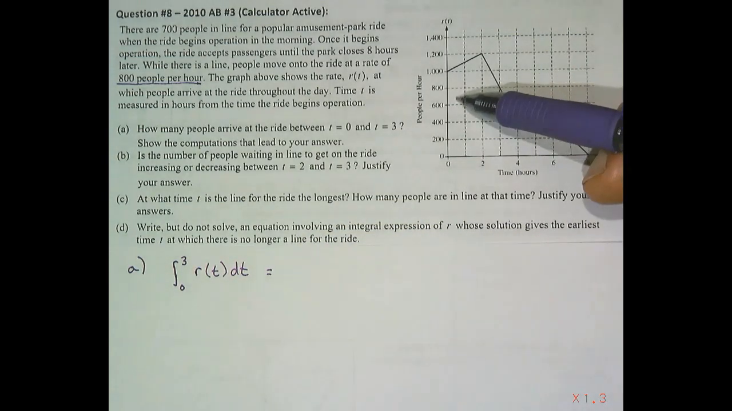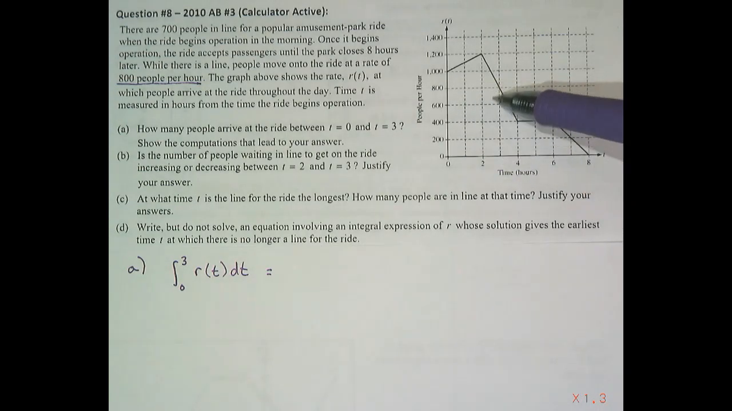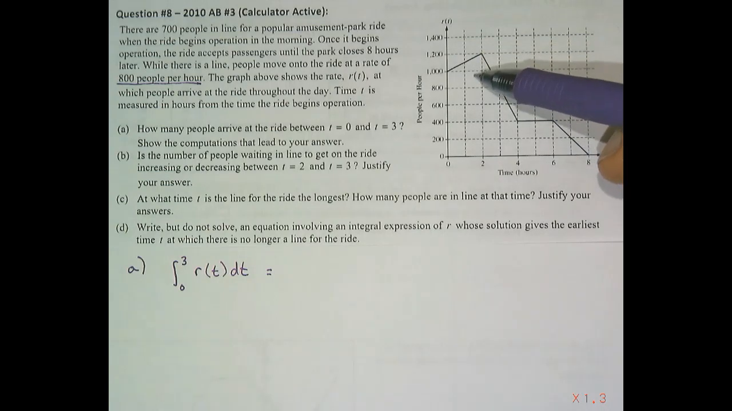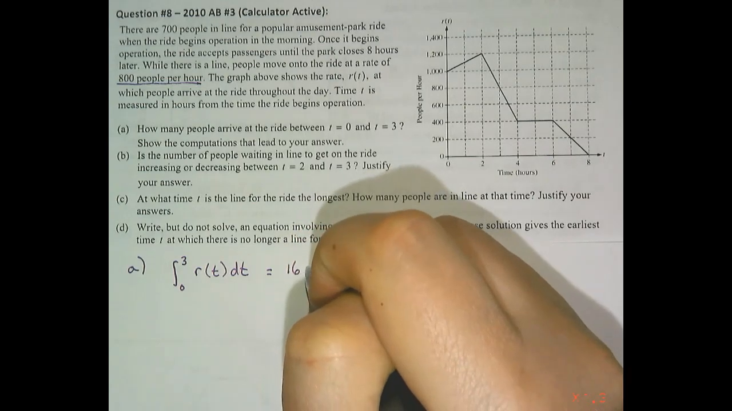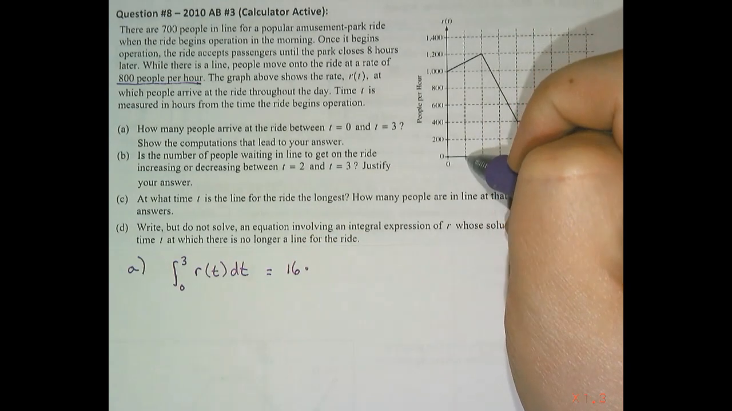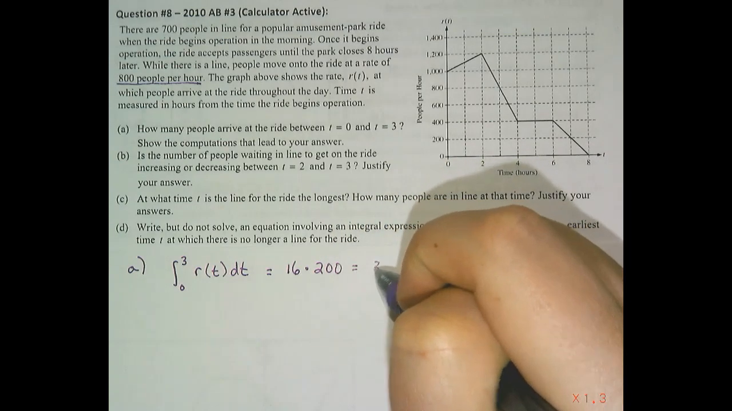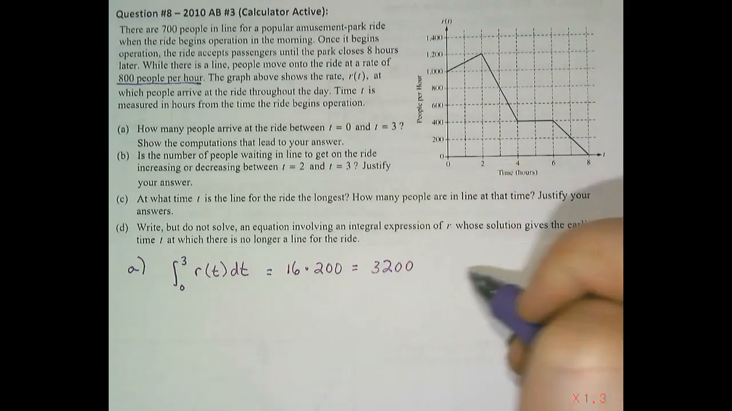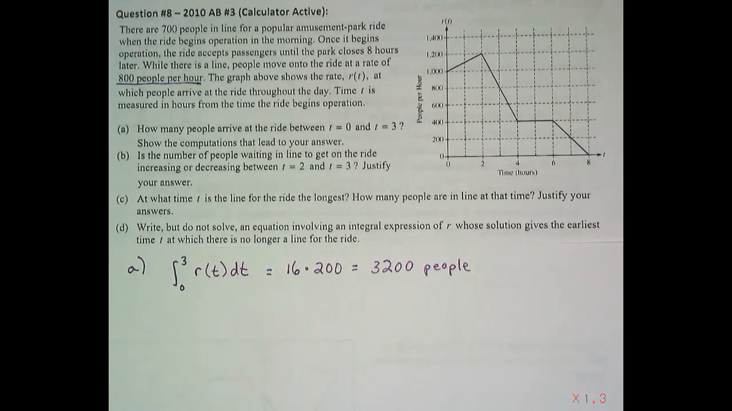One person might be inclined to count squares, in which case I've got 1, 2, 3, 4 times 3, that's 12 squares, 13 squares, 14, 15, 16 squares, and each square is 200 units by 1 unit. So 16 by 200 gives you a total of 3,200 people. So in the 3 hours, 3,200 people have joined the line to ride.